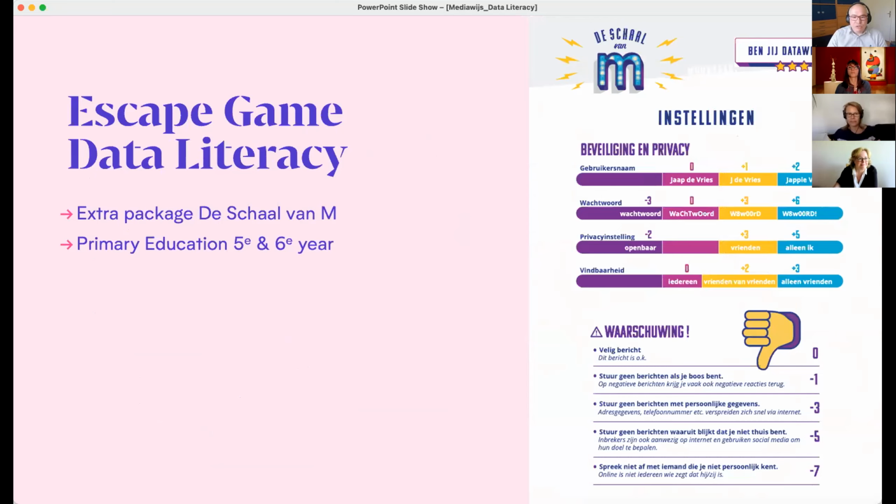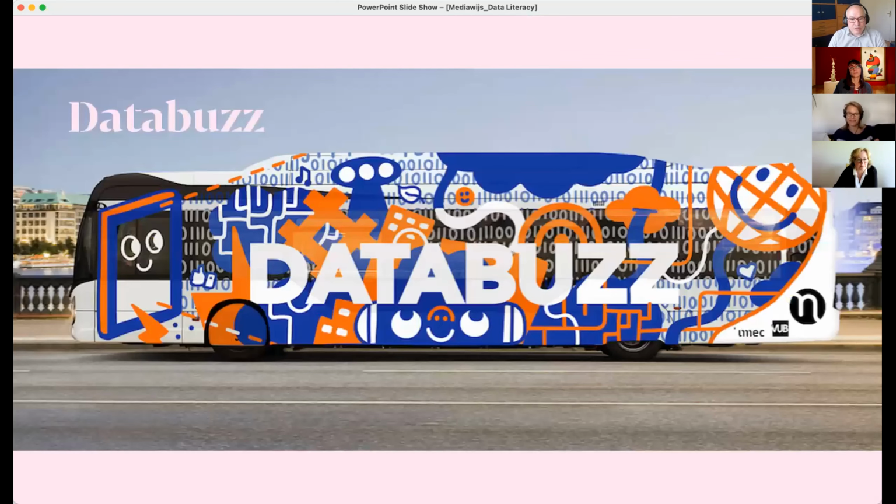Once a year, we have a week where we reach a large number of 5th and 6th year of primary education. So these kids are between 10 and 12, where we have a huge project where we reach around 30,000 pupils. Also there we now organized an escape game, which is fully based on data literacy and data literacy skills.